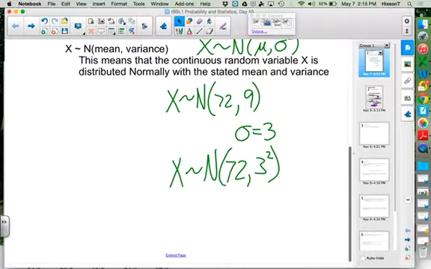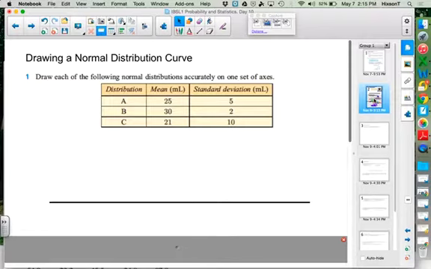Now, one of the things that we need to be able to do is sketch a normal curve and also determine intervals using our mean and standard deviation. So let's look at this. Here are 3 different distributions. We have A, and it has a mean of 25 and a standard deviation of 5. So we could say that A is distributed normally. We'd write that as N(25, 5 squared).